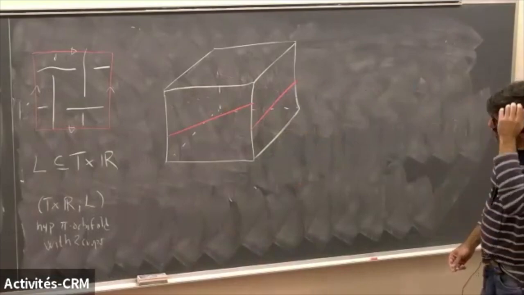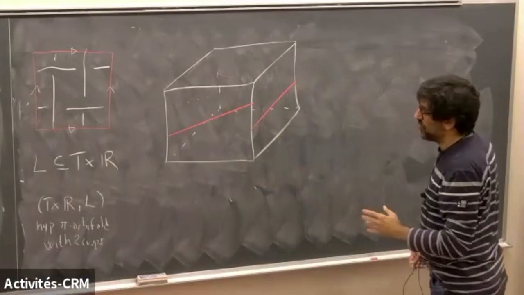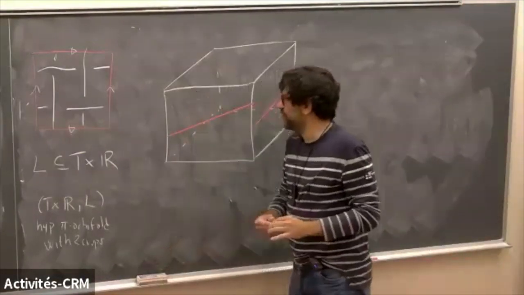So what is the difference here? The difference here is that it's going to be slightly more complicated. So I'm going to finish with the theorem. So the point is, what is the point?